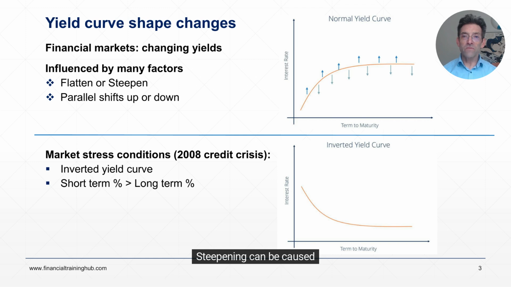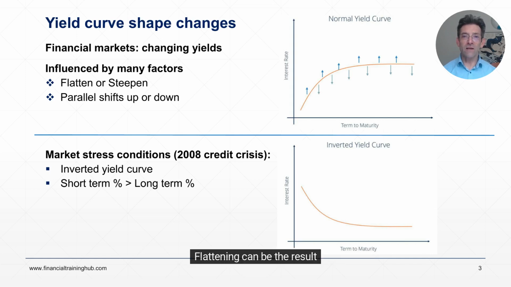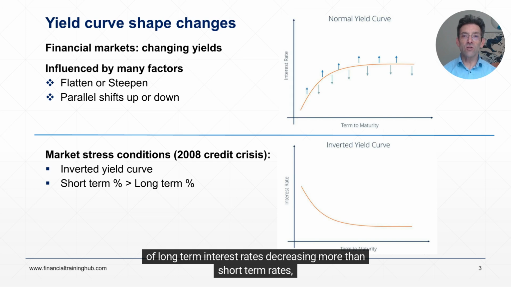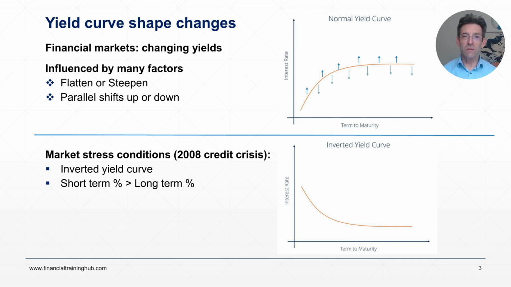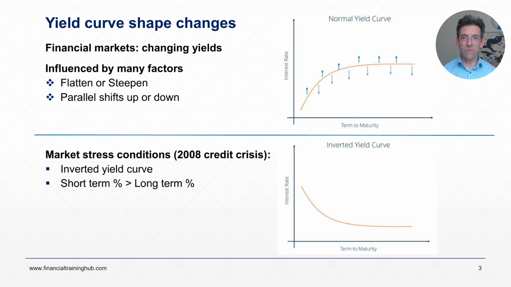Steepening can be caused by long-term interest rates increasing more than short-term rates, or long-term rates decreasing less than short-term rates. Flattening can be the result of long-term interest rates decreasing more than short-term rates, or long-term rates increasing less than short-term rates. It does not happen often, but market stress conditions, such as the 2008 credit crisis, can even create a downward slope, an inverse yield curve, where short-term yields are higher than long-term.